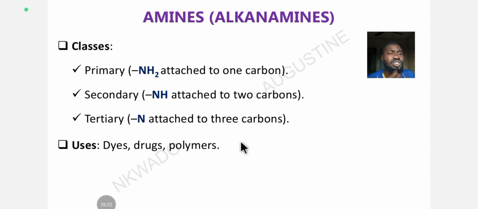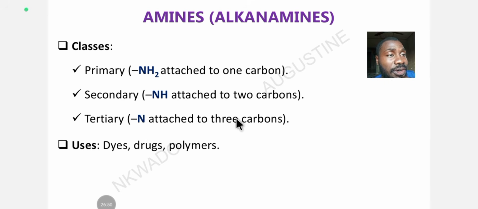So just have it in your mind, very simple. For the primary amine, you have the NH2 attaching to just 1 carbon atom. For the secondary, the NH is attached to 2 carbon atoms. While for the tertiary, you have just 1 N attaching to 3 carbon atoms. You see 3 carbon atoms attaching to it.